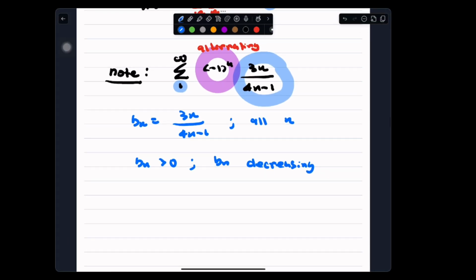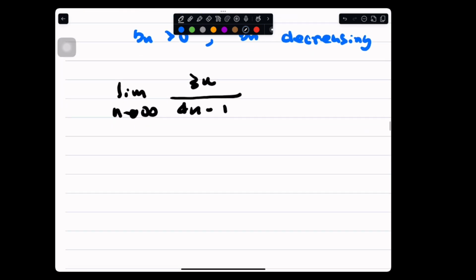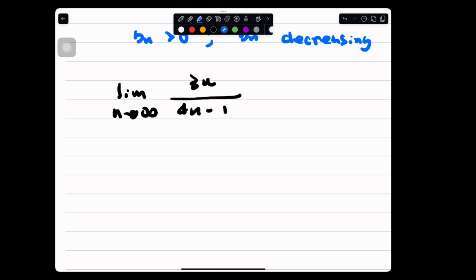Guess what we can use? We can use the alternating series test. We just have to see if the limit of 3n over (4n minus 1) equals 0. Is that right? What do you guys know? What is this limit? It is 3/4. How do you know it's 3/4? You can say calculus 1. You guys know what I'm saying?